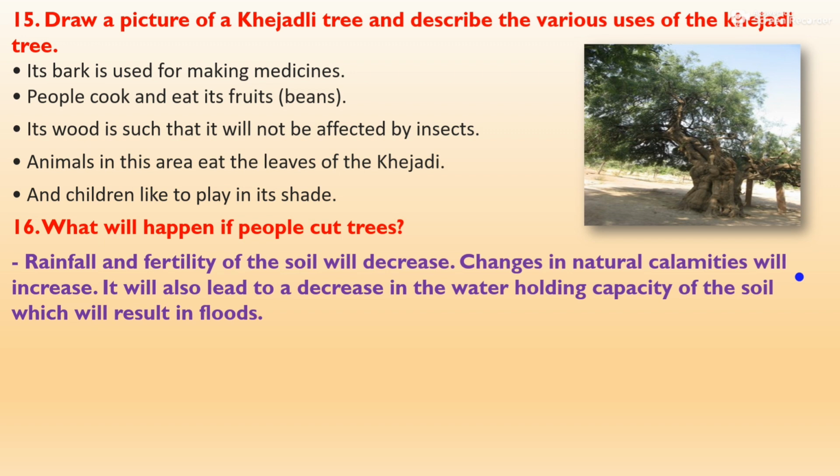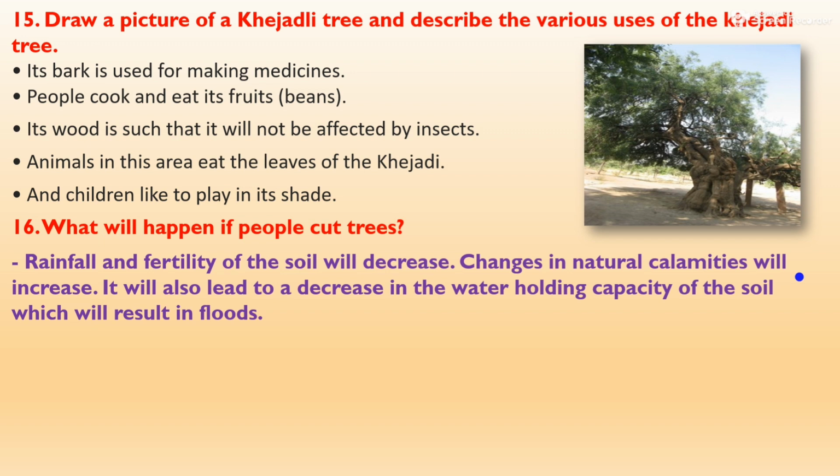If we cut trees, then the fertility of the soil will also decrease. Fertility means the ability to grow grains. Natural calamities will also increase, and there will be an adverse effect on the climate.